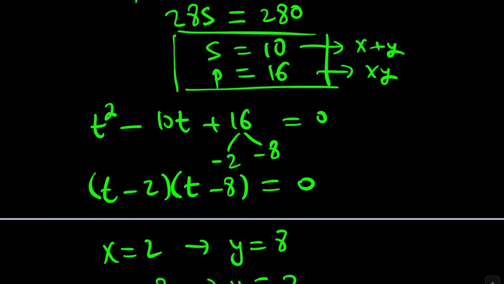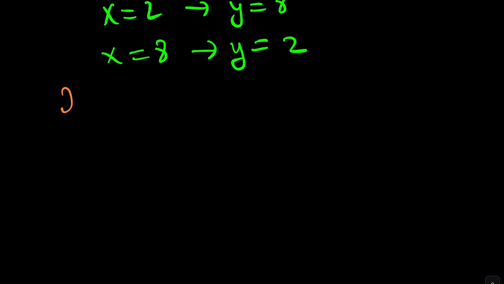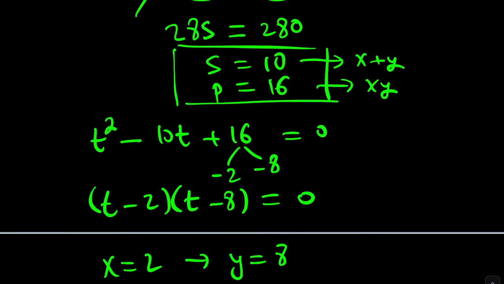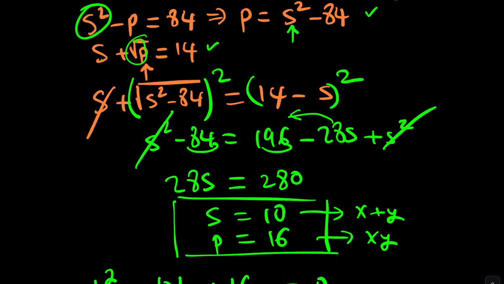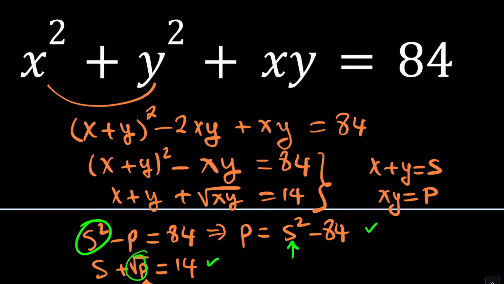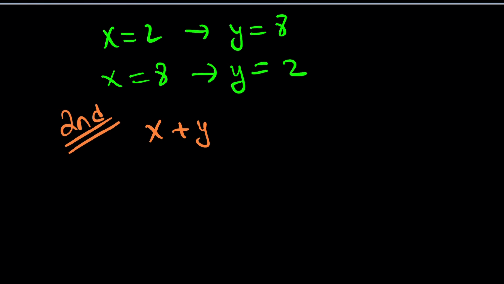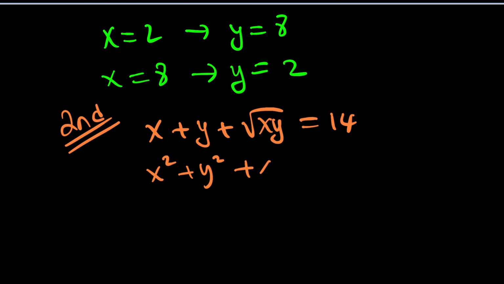But before that, let's go ahead and do the second method, because I think the second method is really cool. But again, I could be biased. You may like the first one better, or maybe you even have another method that you want to talk about. I'm just checking if they're all plus signs, and they are. So we have x plus y plus the square root of xy equals 14, and then x squared plus y squared plus xy is equal to 84.